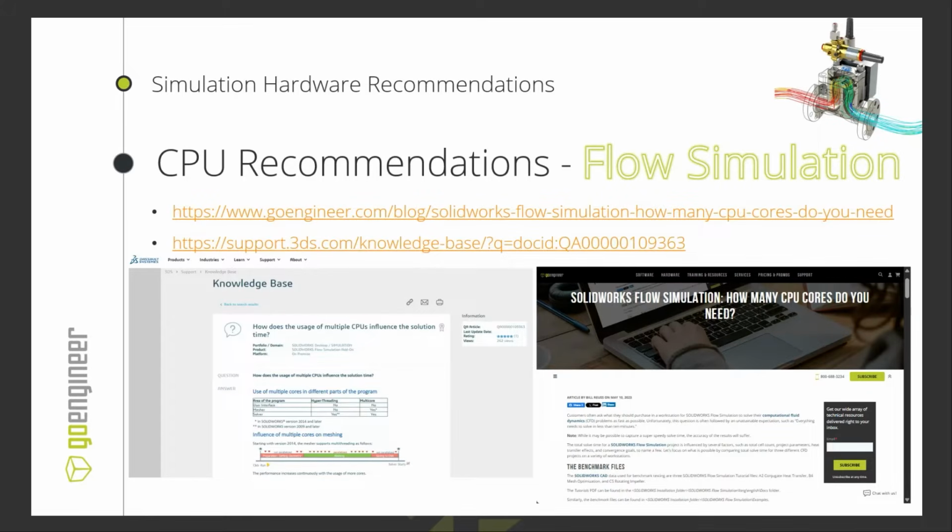All right, back to flow simulation. We good there? Let's go. All right, so flow simulation. This is something where we've done quite a bit of benchmarking. The sweet spot for SolidWorks flow simulation is in the neighborhood of 20 to 24 cores. So flow simulation is more multi-thread capable than SolidWorks simulation up to a point.